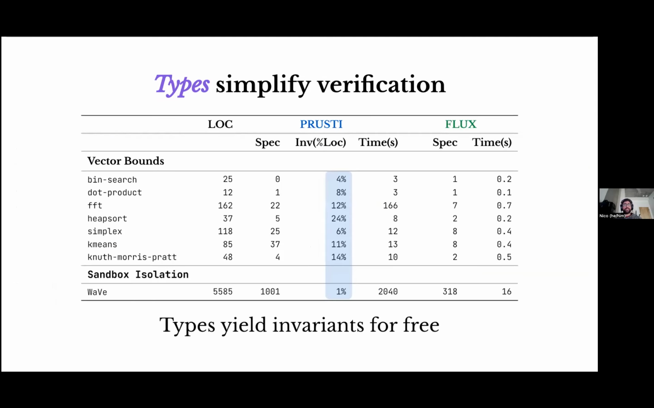We have some numbers for that. In this table, I'm showing the comparison we did between Prusti and Flux. LOC is the number of lines of code. We show the number of specs, which is how many lines it takes to specify the function, as in the function signature. Then the time, and the invariants, which is the number of lines used for loop invariants. As you can see, that column is completely gone from Flux because we are able to infer all the loop invariants. And in Prusti, they are non-trivial. Heap sort, for example, uses about 24% of the code just for loop invariants.